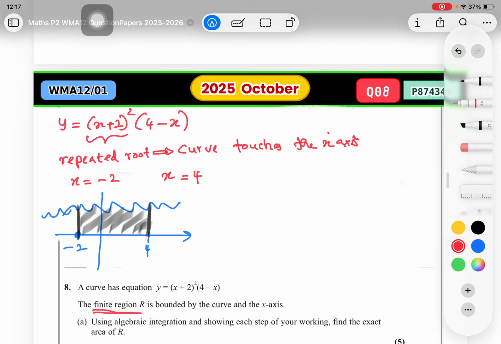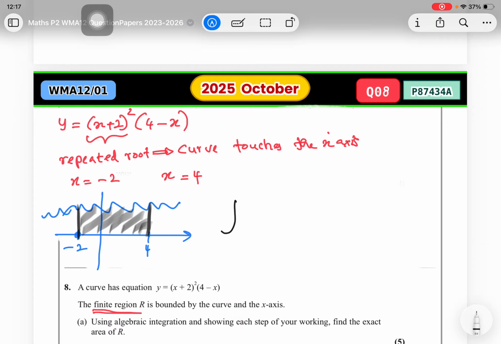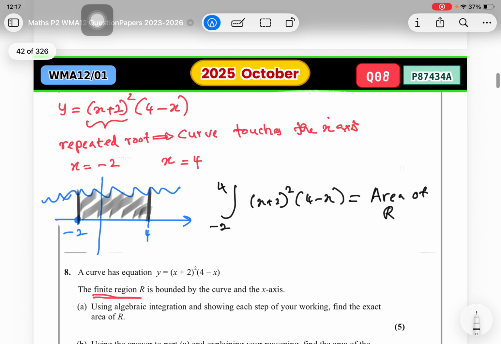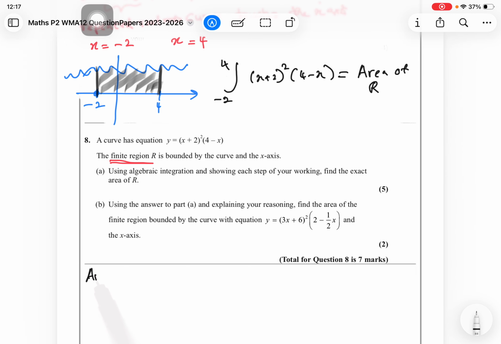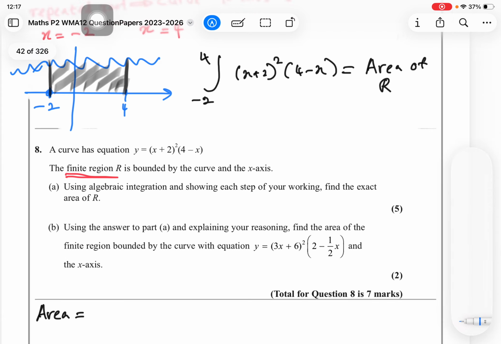Okay, because of that, what we're going to do is integrate (x + 2)² (4 − x) from −2 to +4 to get the area of R. So this is how we're going to do it. Once you figure that out, let's write it. Area equals, we can just simplify this equation. Let me quickly do the simplification on top.